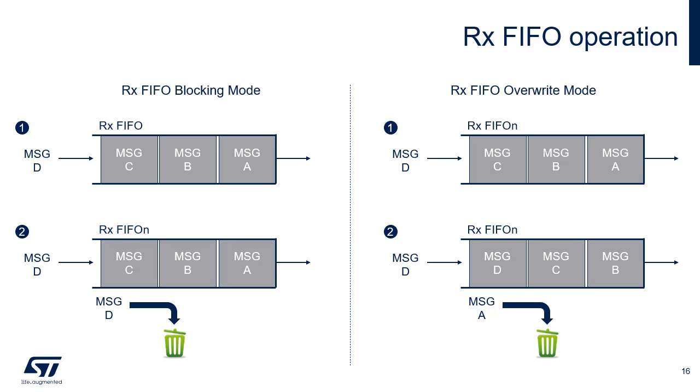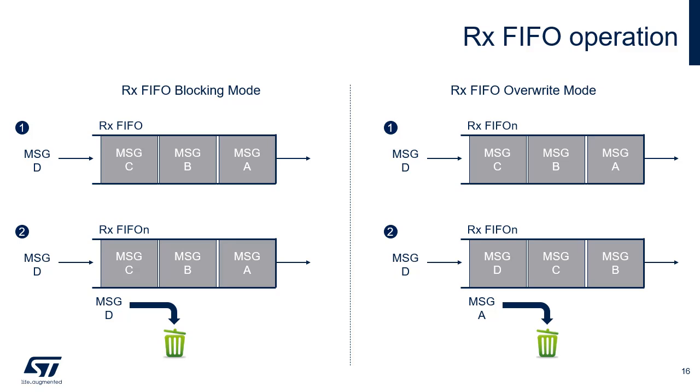The RX FIFO blocking mode is the default operation mode for handling messages in the RX FIFOs. When an RX FIFO reaches a full condition, no new messages are written into the corresponding FIFO until at least one message has been read, and the get index has been incremented. If a new message arrives while the RX FIFO is full, the message is discarded, and a message lost condition is triggered.